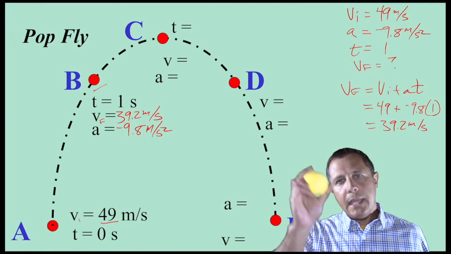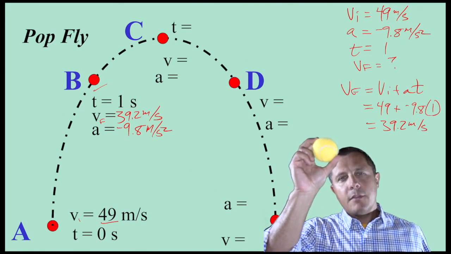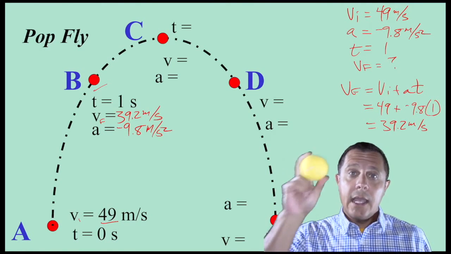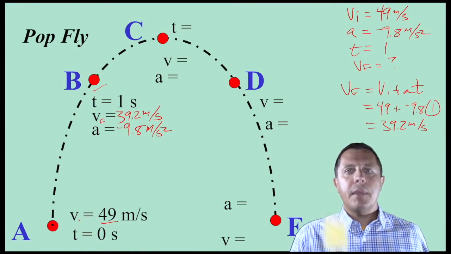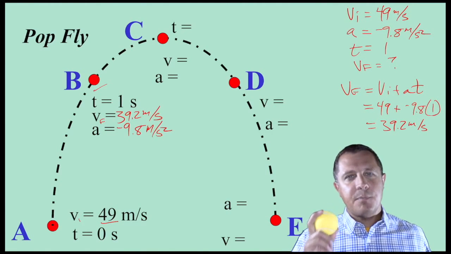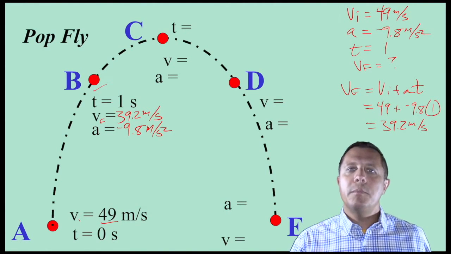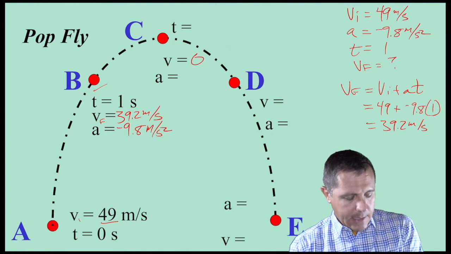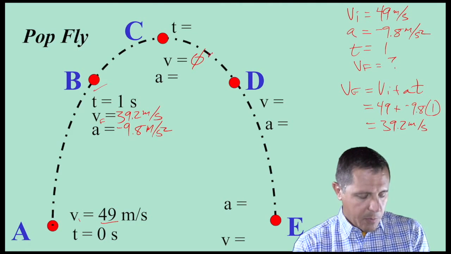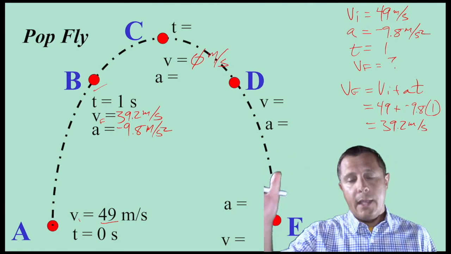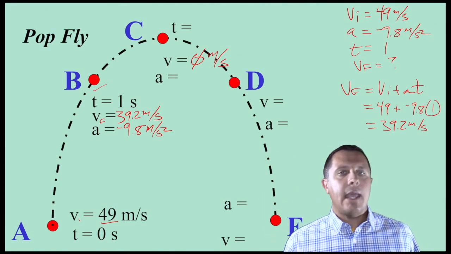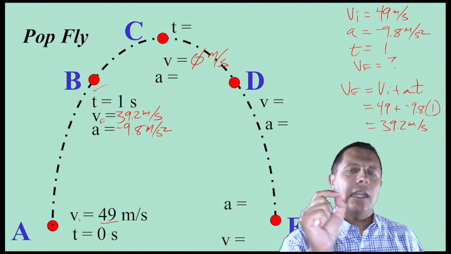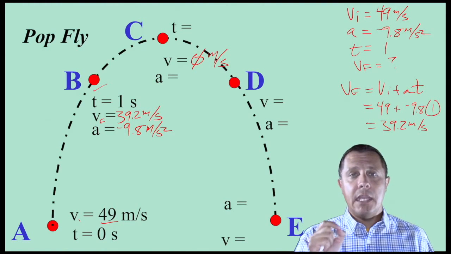The peak at the top, the velocity is going to be 0. At any time something goes up and comes back down, at the highest point, the velocity will be 0. So let's fill that in. Velocity here is 0 meters per second. Always, anytime something goes up and comes back down, at the highest point, the velocity for a split second in time is going to be 0.